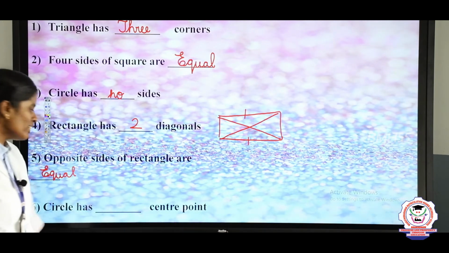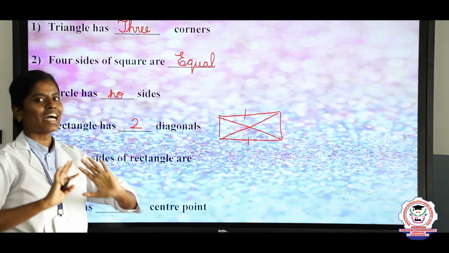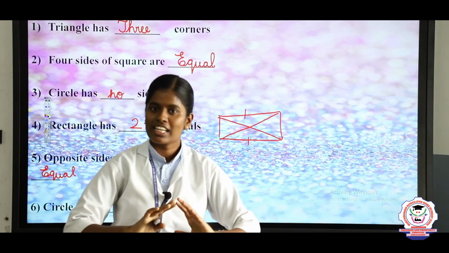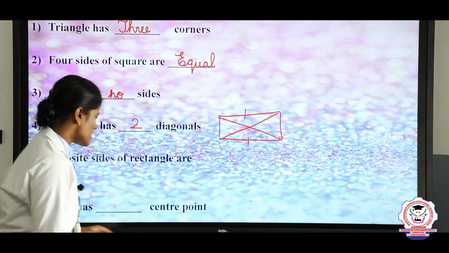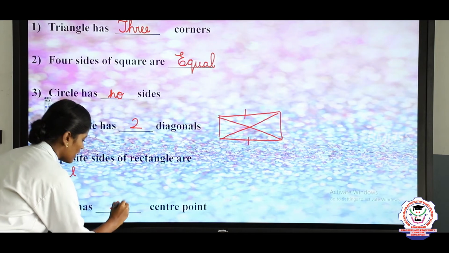E-Q-U-A-L. So our final question is: a circle has a center point.